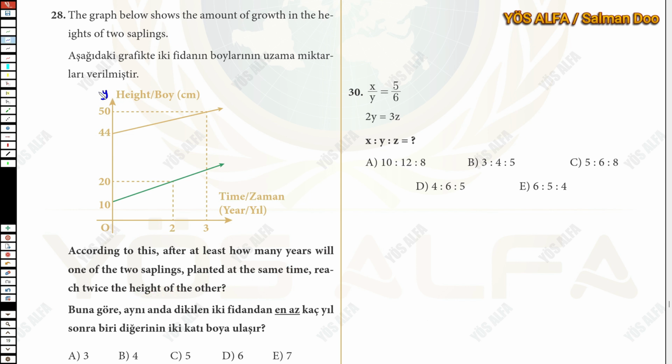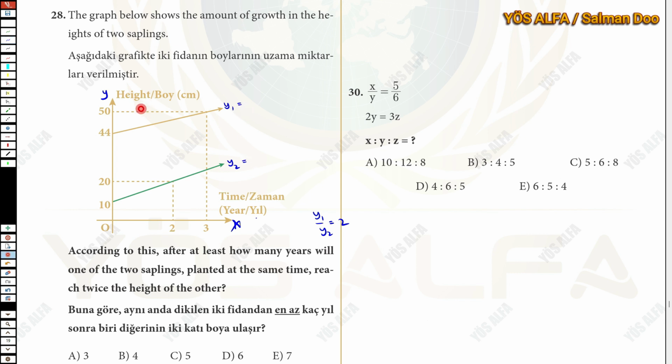So the y-axis is the height, the x-axis is the year. We are given the height ratio. Let's say this is y1 and this is y2. The height ratio is 2, and we're asked to find the time when that happens. So let's find the equations of y1 and y2.